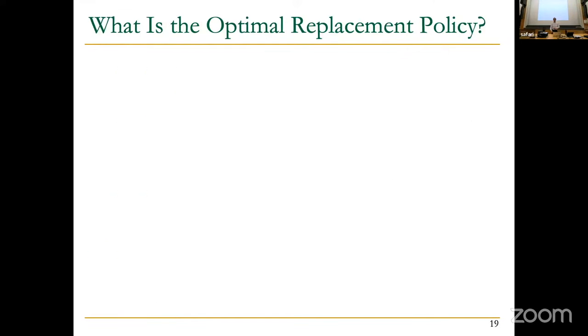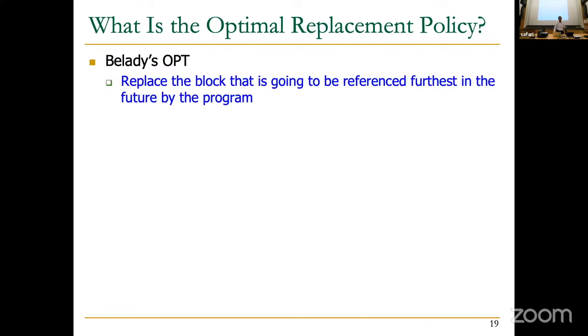Any questions? Okay, let's talk about the optimal replacement policy, because this is an interesting question in general. And this was well defined for miss rate, if you will. There is this thing called Belady's OPT policy. The idea is to replace the block that is going to be referenced furthest into the future by the program. That sounds great, right? The question is, how do you actually know this? Knowing this is the problem.